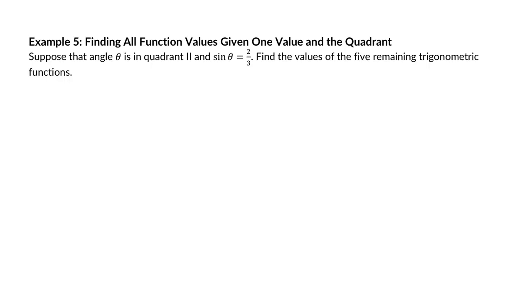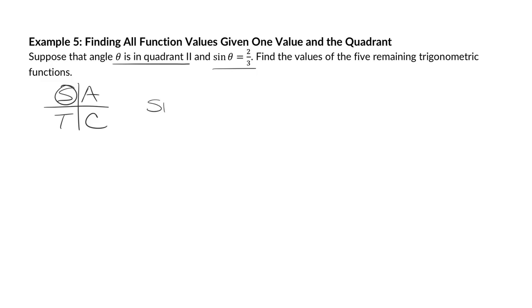Here's the things I know immediately. Number 1, I know that the angle theta is in quadrant 2. In quadrant 2, which of my trig functions should be positive? Sine and its reciprocal. Everything else we know has to be negative. So if all else fails, at the very end, you pop a negative in front of everything else except for sine and its reciprocal. We also know that sine of theta is equal to 2/3.